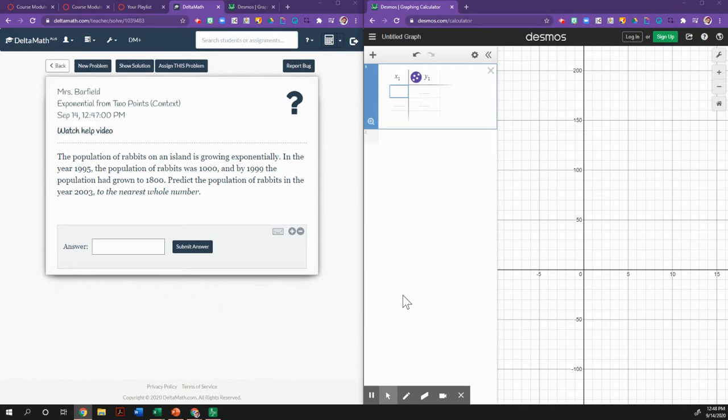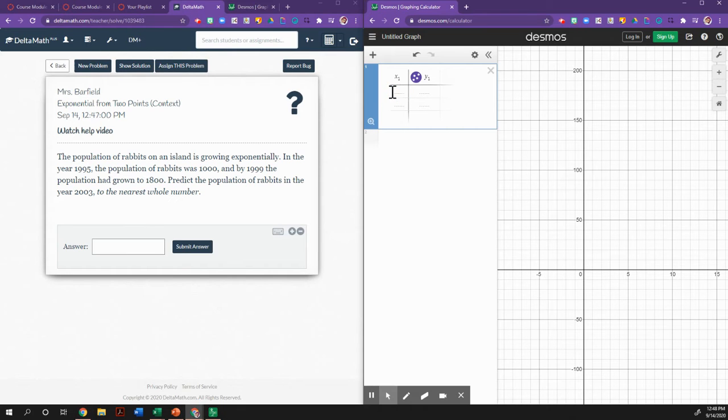Okay, so now we're going to be doing the same idea, except now the information is going to be nested inside a word problem or a situation. So we've got the population of rabbits on an island is growing exponentially. In the year 1995, the population of rabbits was 1,000, and by 1999, the population had grown to 1,800. Predict the population of rabbits in the year 2003 to the nearest whole number.